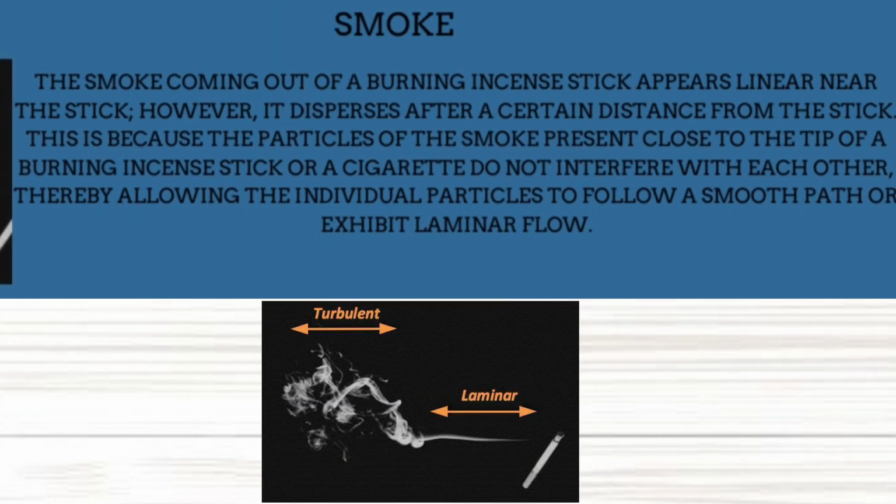Smoke. The smoke coming out of a burning incense stick appears linear near the stick. However, it disperses after a certain distance from the stick. This is because the particles of the smoke present close to the tip of a burning incense stick or a cigarette do not interfere with each other, thereby allowing the individual particles to follow a smooth path or exhibit laminar flow.